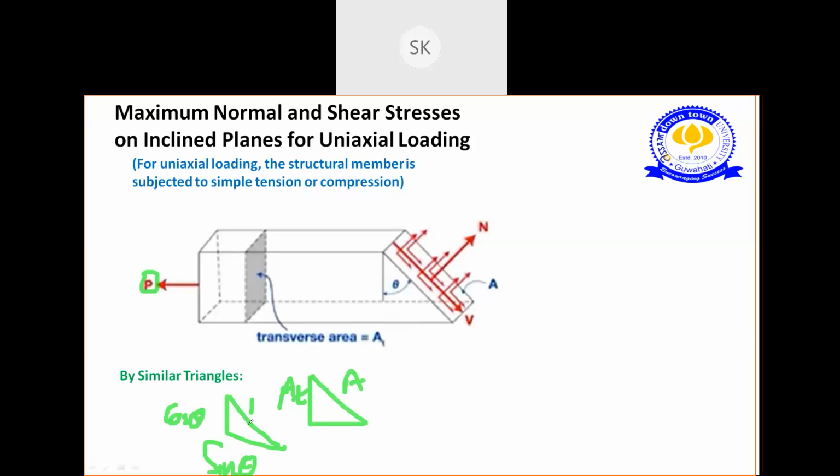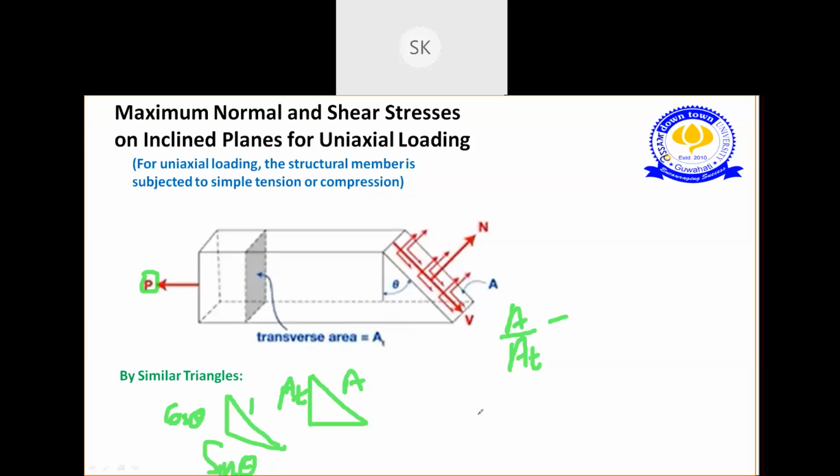If I relate these two triangles, A divided by A0 equals, corresponding to A, we have 1 in the other similar triangle, and corresponding to A0, we have cos theta. So if I want to know A, this A0 goes here, so A will be A0 divided by cos theta. Am I clear on how we got A equals A0 by cos theta? Is it clear?